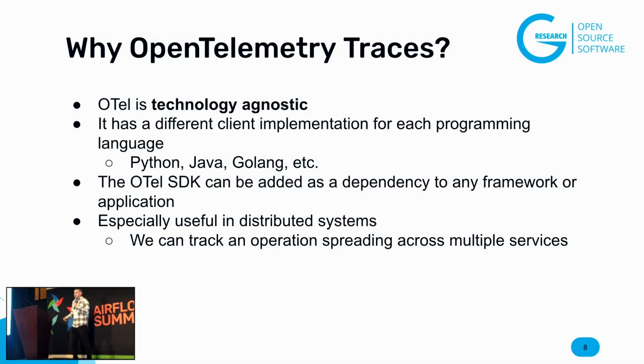Now, OpenTelemetry is very widely adopted and supported, and the main reason is that it's technology agnostic. It has a different client implementation for each programming language, an SDK for Java, Python, Golang, etc. The OTel SDK can be added as a dependency to an application, and then we can use that to export data and track operations, which is very useful, especially in distributed systems when an operation can start in one place, like a task, and then we can have a database call or an API call and move to another service, and we have no idea how long that takes.